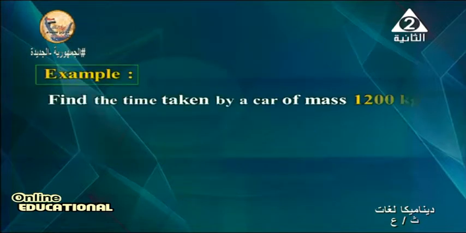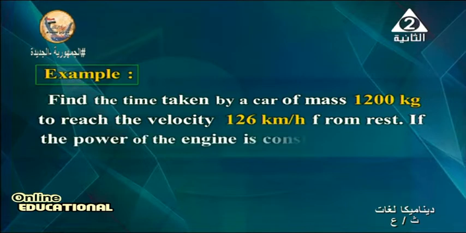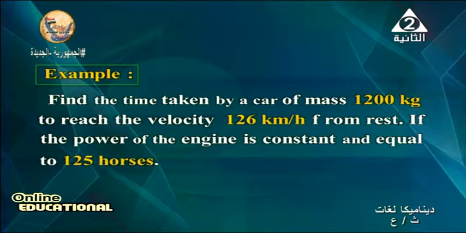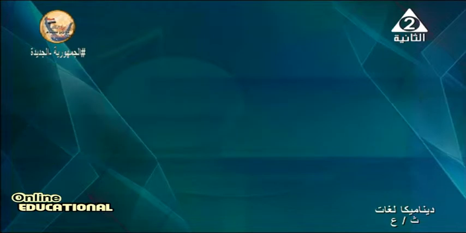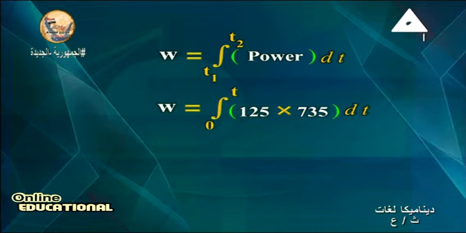Another example: find the time taken by a car of mass 1,200 kilograms to reach the velocity 126 km per hour from rest if the power of the engine is constant and equal to 125 horsepower. Now, the work equals the integration of power dt from T1 to T2. Work equals the integration of the power, 125 horsepower times 735.